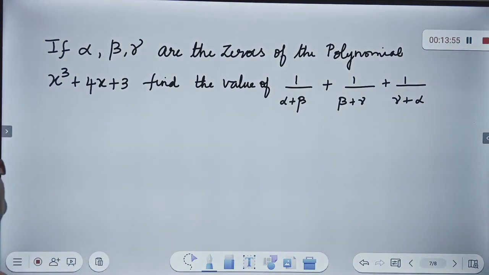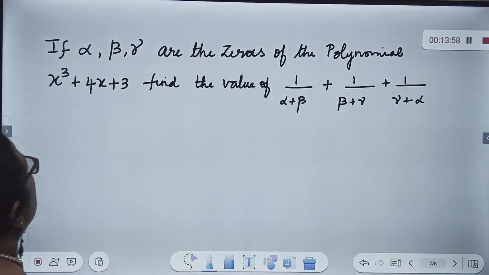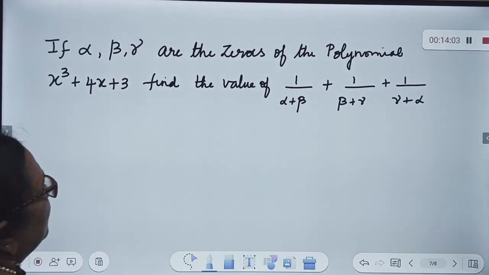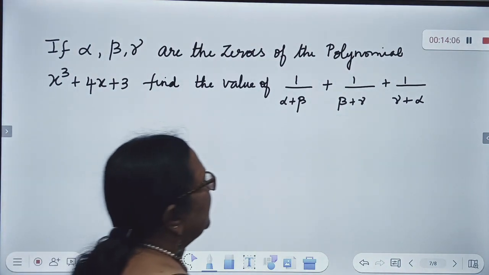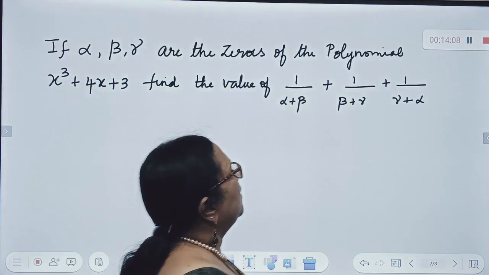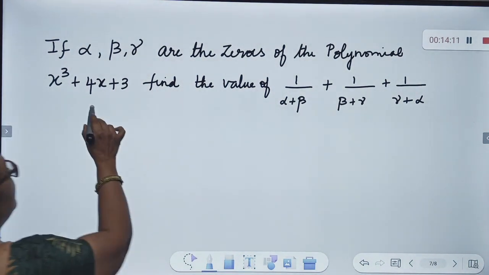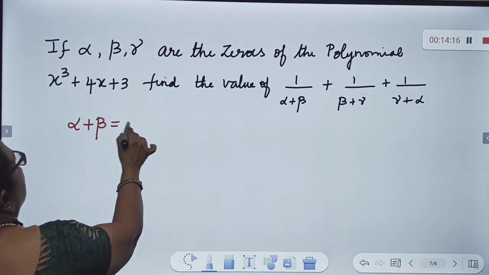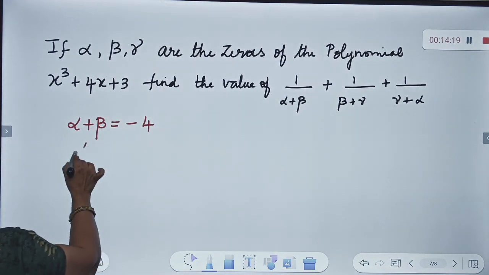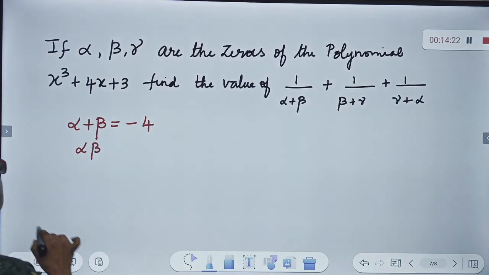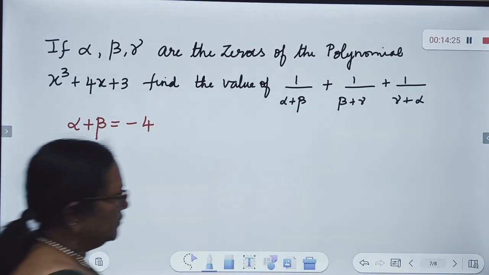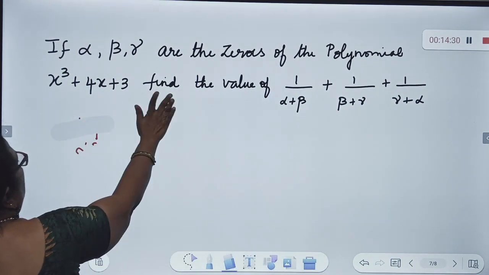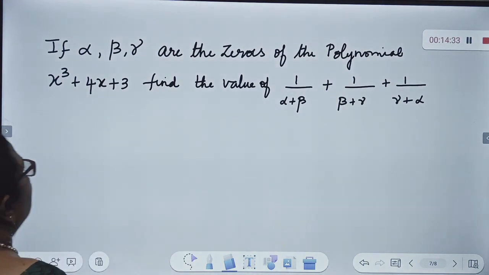Now, if alpha, beta, gamma are the zeros of the polynomial x square plus 4x plus 3, you have to find the value of 1 by alpha plus beta plus 1 by beta plus gamma plus 1 by gamma plus alpha. Okay, if alpha, beta, gamma are the zeros, then we know that alpha plus beta equal to minus 4 and alpha beta... it's a cubic polynomial. So how many roots it will have? It will have 3 roots.